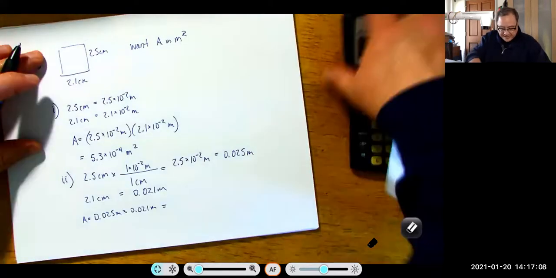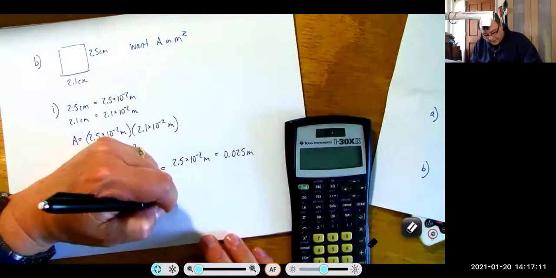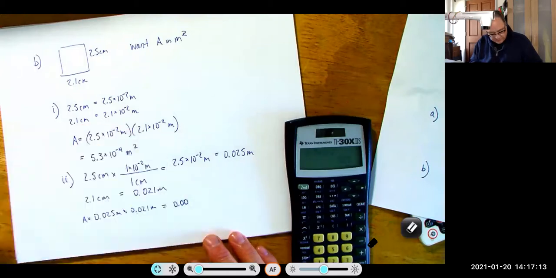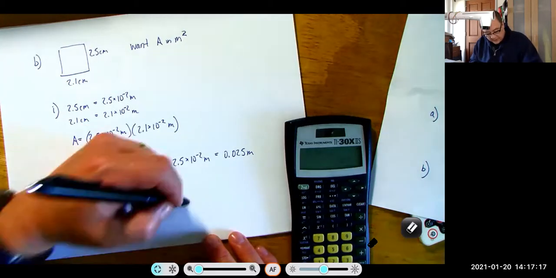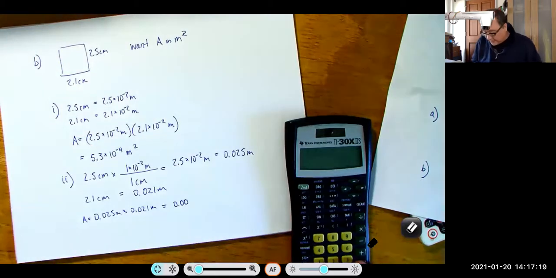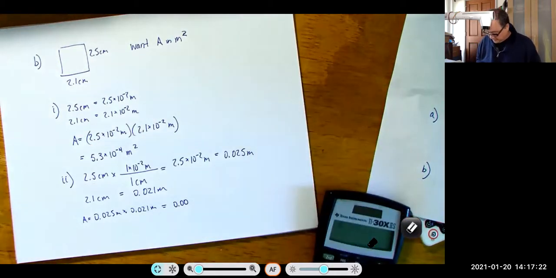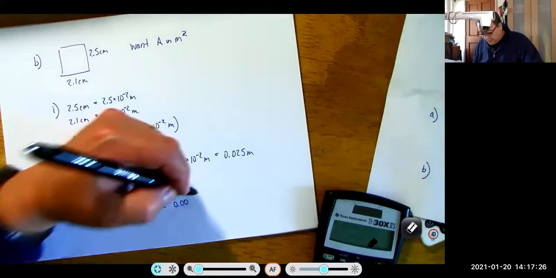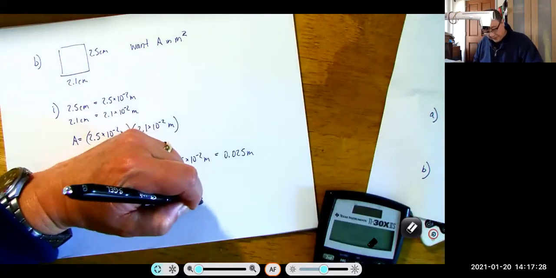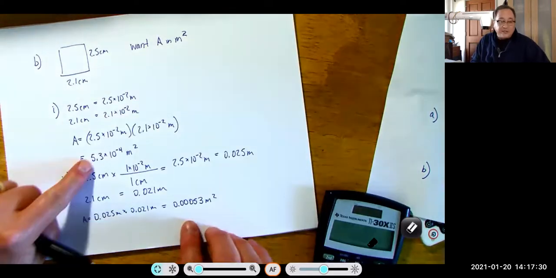And we would find this answer to be 0.00... I'm just going to do it on my calculator. It's going to be really small. 0.00053 meters squared. These numbers are identical.